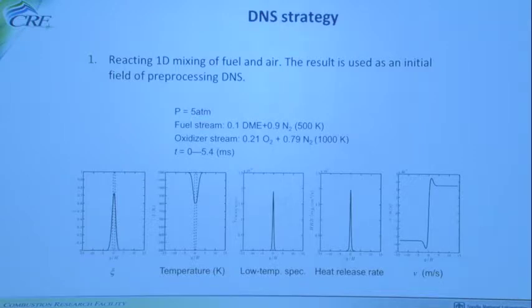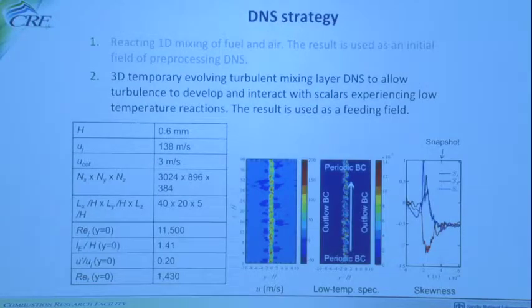And we ran it for up to 5.4 milliseconds and started to form low temperature species and a little bit of heat release. With that soup, we then imposed a 3D time-evolving turbulent mixing layer on the DNS to let it develop and interact with this low-temperature soup, and let these low-temperature reactions develop with the turbulence.